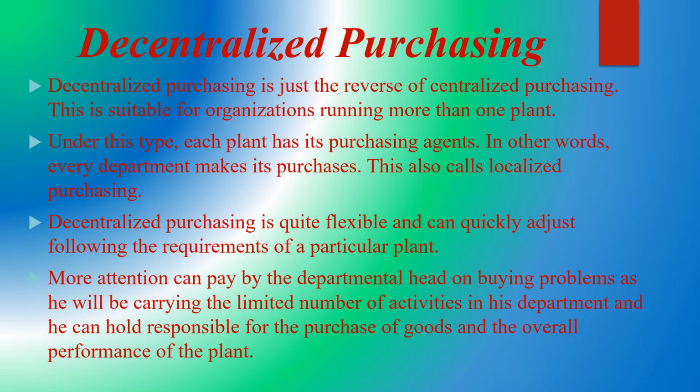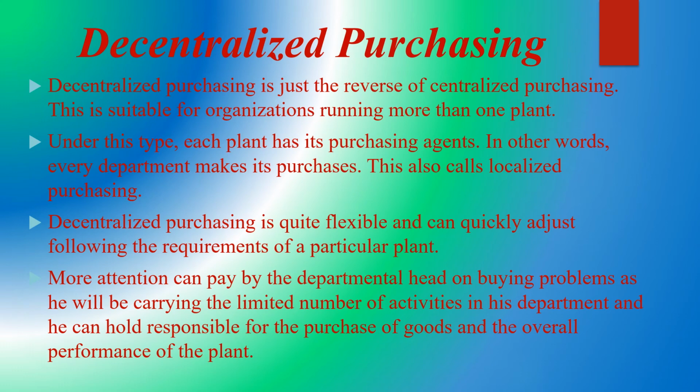We are going to see about decentralized purchasing. Decentralized purchasing is just the reverse of centralized purchasing. This is suitable for organizations running more than one plant. Under this type, each plant has its purchasing agents. In other words, every department makes its purchases. This is also called localized purchasing.